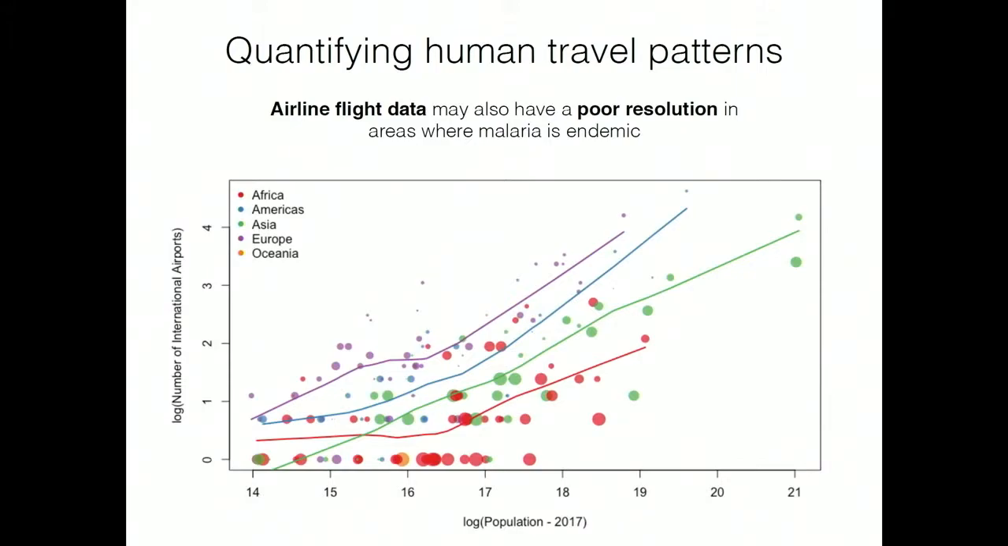And other types of data, like flight data, might have a very poor resolution where malaria is endemic. So this is just a plot that has population size versus the number of international airports. Most of the airline data relies on international flight patterns. But for example, the red line is the smooth line for Africa, and there's not a huge number of international airports. This could also be why no one ever predicts that influenza comes to Africa, where there's just not enough airports to be able to have really granular data.